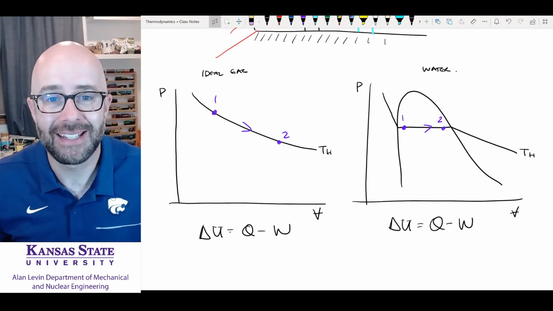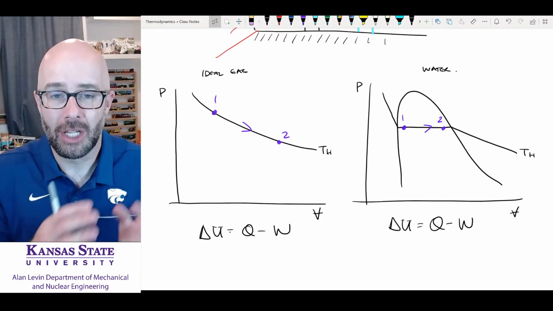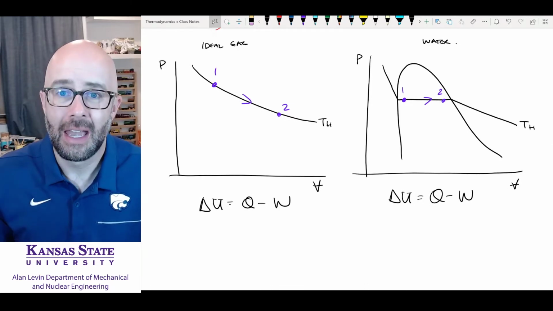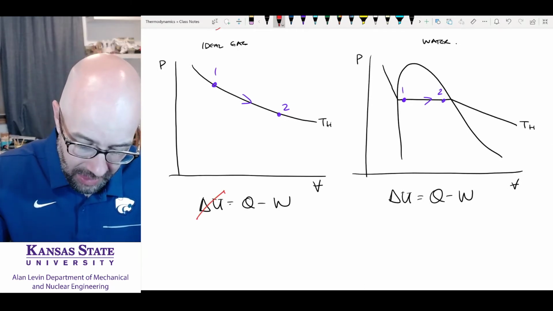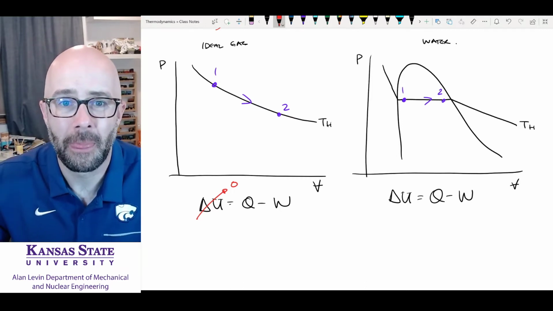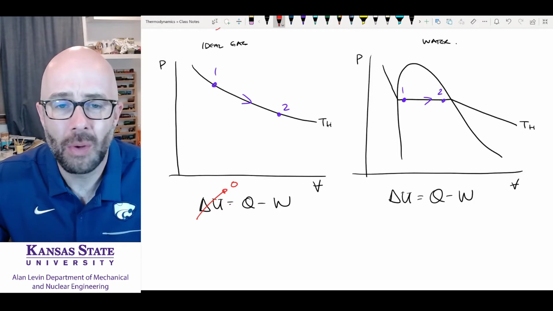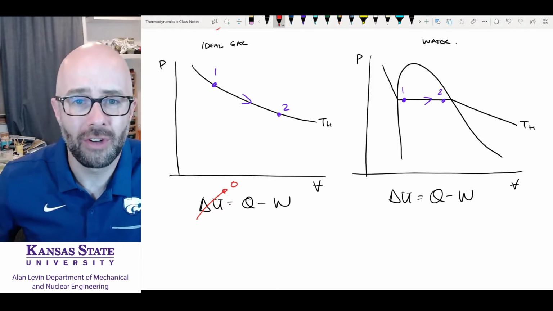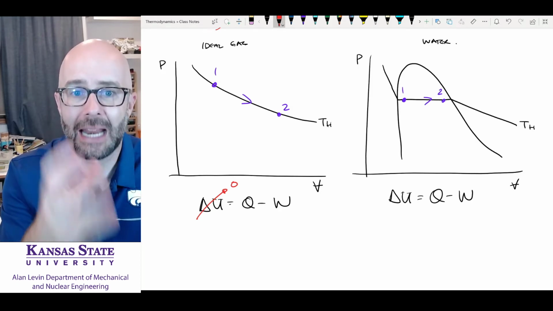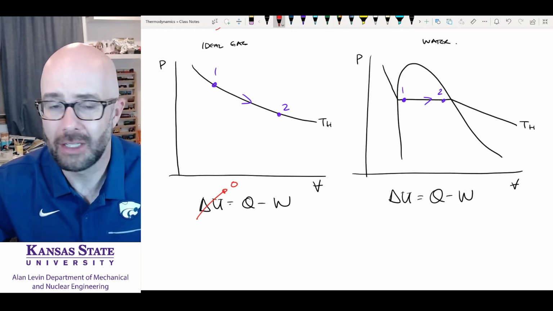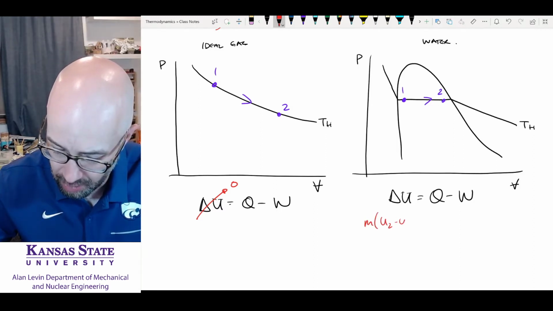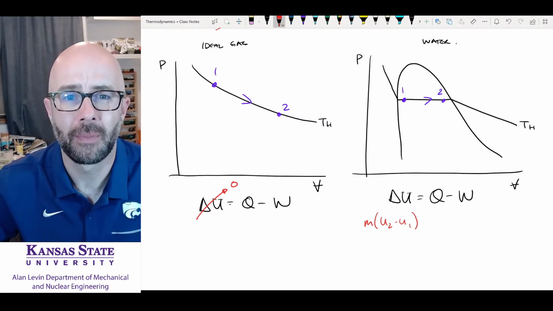The internal energy is not going to be something that is common between both situations. For the ideal gas, this is going to go to 0, whereas in water, it's not going to go to 0. Okay? Now, why is that? You know the internal energy change is going to happen in water. You're going from a more liquidy mixture to a more vaporous mixture. You are going to be adding a lot of internal energy there. So the internal energy is going to be there. You're going to have mass times U2 minus U1. You're definitely going to have a U2 minus U1.